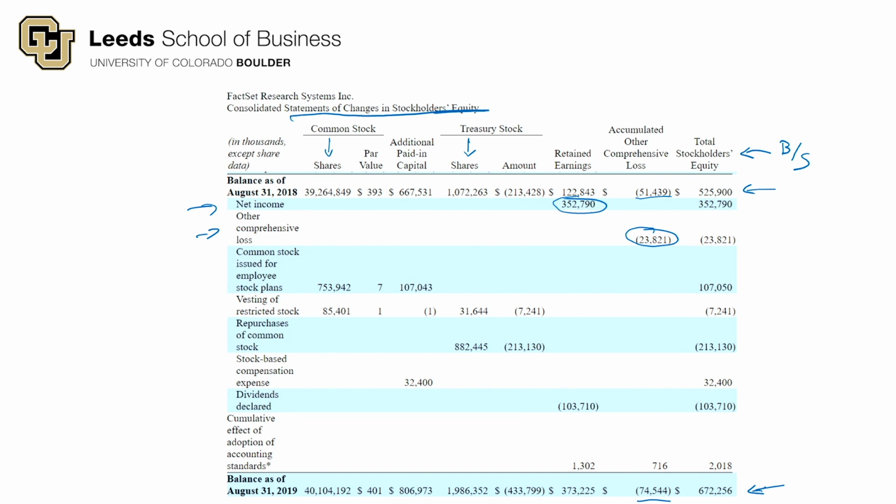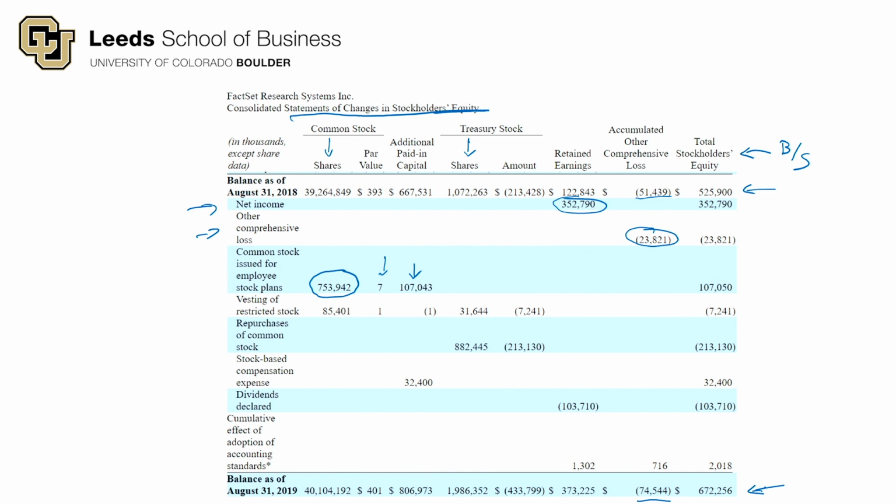Common stock issued for employee stock plans. Okay, so if you're an employee of FactSet, in some cases you'll get compensated with stock of FactSet. FactSet will actually give you their shares instead of giving you a cash salary, or in addition to giving you a cash salary. And you can see that they issued 753,942 shares. And multiply by a penny, right? And that's $7,000.